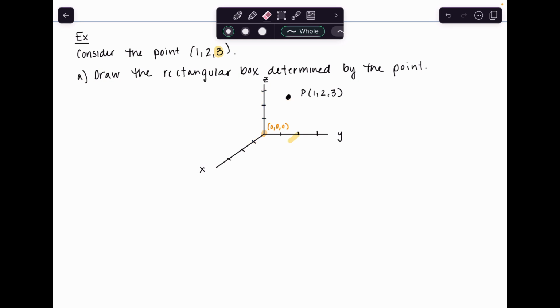Now I'm going to solidify this box. You can do this along the way, but let's make this a little bit smaller here. Okay. So I'm going to drop that perpendicular line down to the XY plane, and this point here would be the point 1, 2, 0. Then I'm going to drop one back.